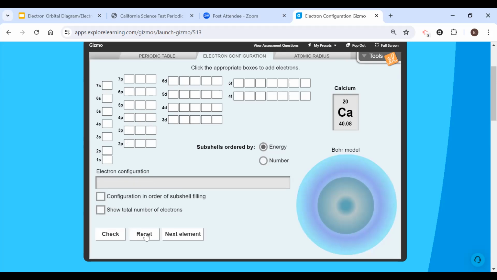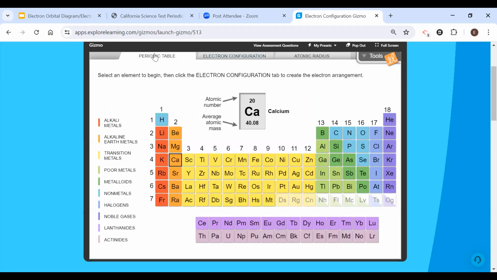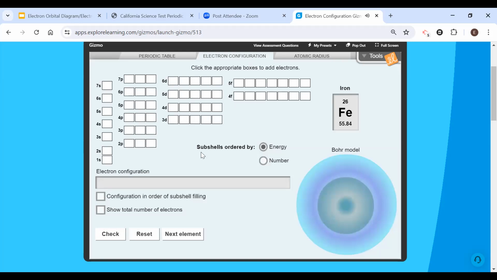I think I want to redo iron. I think I messed up with iron. Let me redo iron. I'm sorry, I messed up with iron. I don't know why I messed up. So 26: 1, 2, 3, 4, 5, 6, 7, 8, 9, 10, 11, 12, 13, 14, 15, 16, 17, 18, 19, 20, 21, 22, 23, 24, 25, 26.